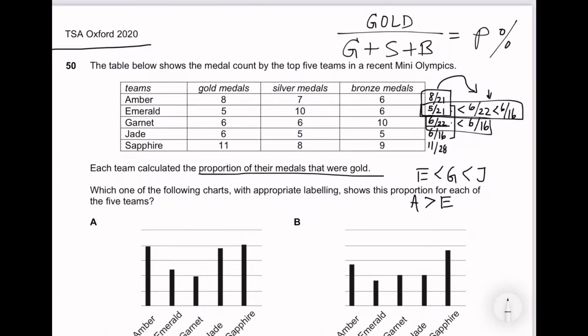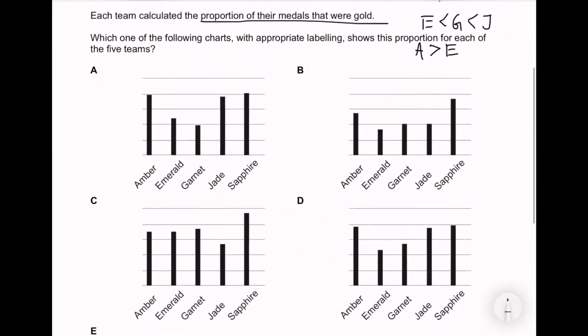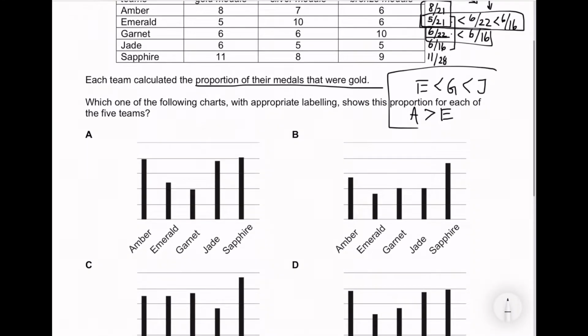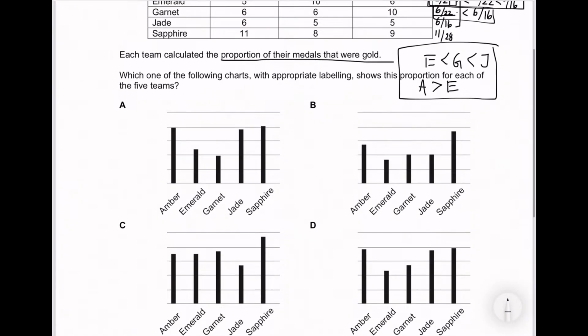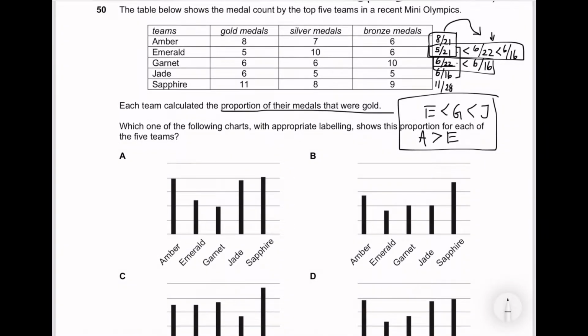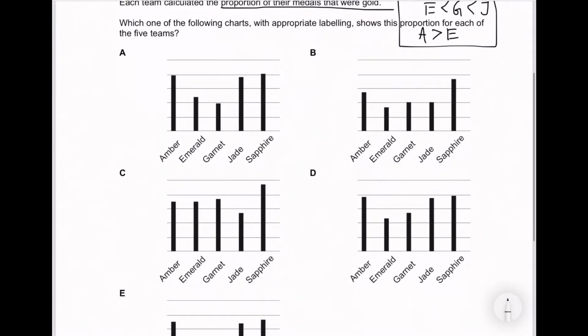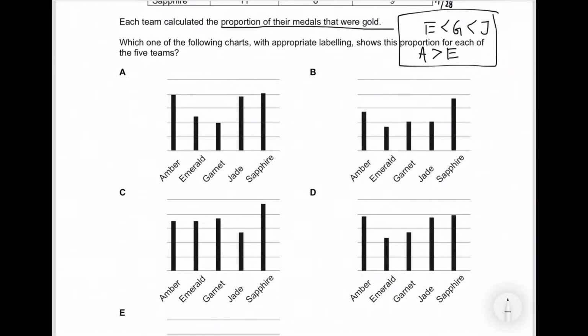Let's take a look at the chart so far. We're going to remember these rules here. These are the rules that we've determined from analyzing our fractions. We didn't have to simplify any fractions or actually divide them out. So let's see, emerald is going to be smaller than garnet, and it's going to be smaller than jade.